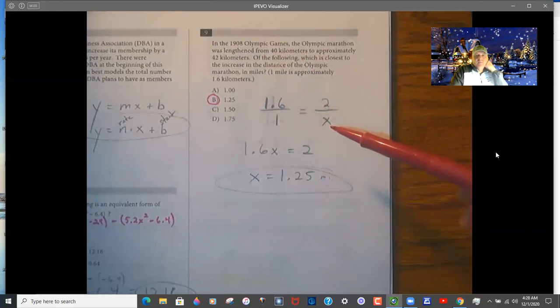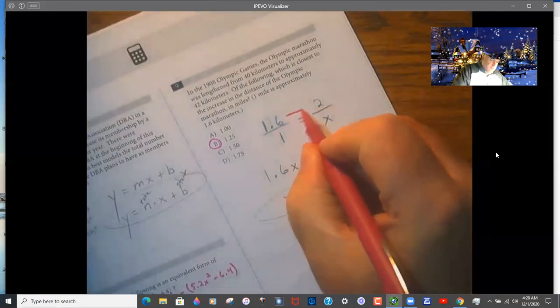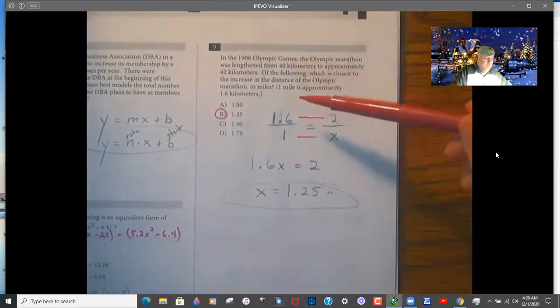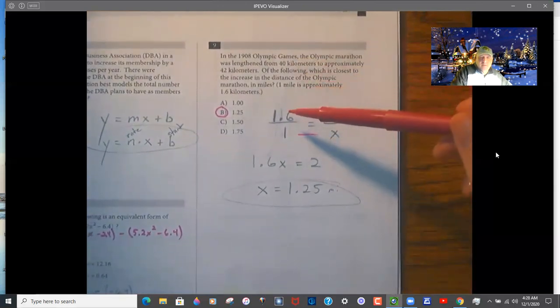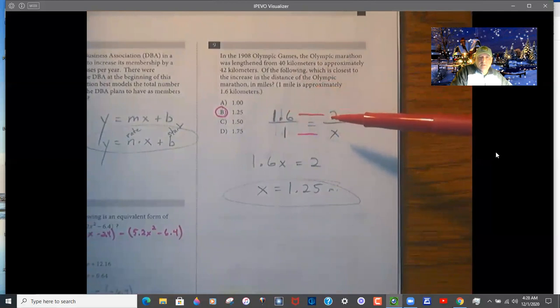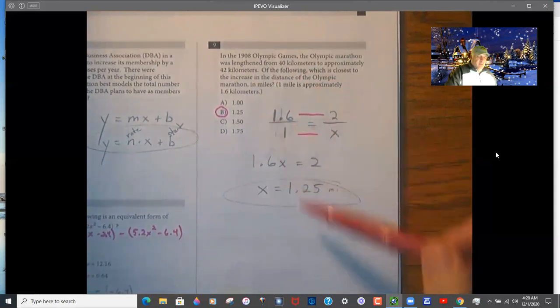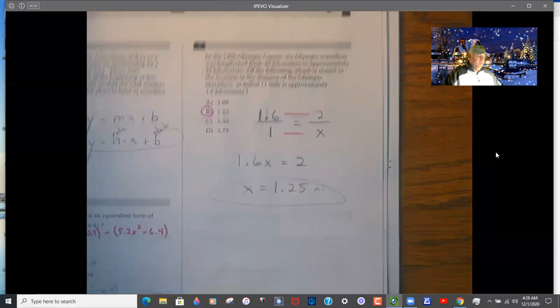is this bottom. And that's how I generally teach when you set up proportions, to keep the top and the bottom consistent. So again, 1.6 kilometers here, 2 kilometers here, 1 mile here, X miles there. And then do a cross product and then divide by 1.6.